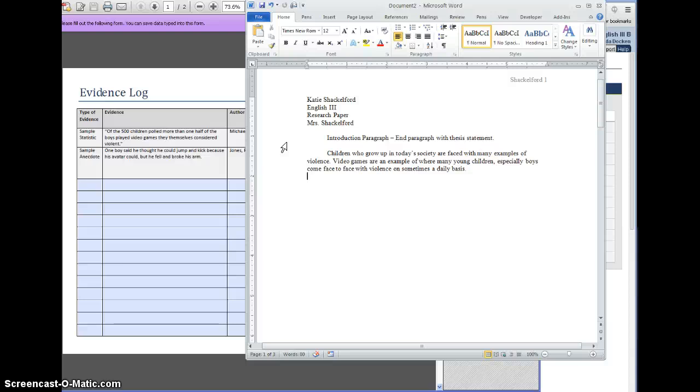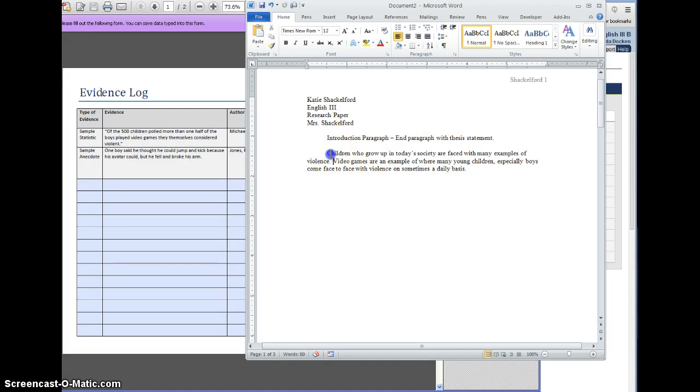So if it doesn't have to do with the topic, or if it's a completely different thing, then save it for another paragraph. Okay? So I start with my topic sentence. Children who grow up in today's society are faced with many examples of violence. Topic sentence. Then I'm going to start writing, which is called commentary. I'm also introducing the evidence that I'm going to be using. Okay? Because remember, the evidence is proving my thesis correct. So I need to kind of lay it out and explain what I'm going to be talking about.